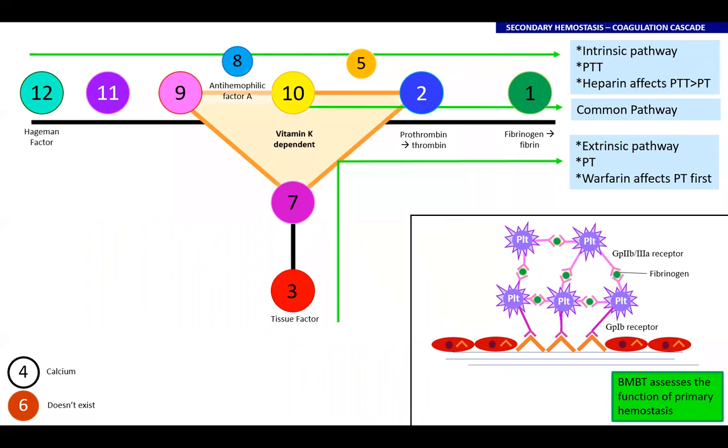Okay, then another thing that you just need to remember is that 2, 7, 9, 10 are our vitamin K dependent factors, and they make this nice little triangle using this diagram, so that is helpful.